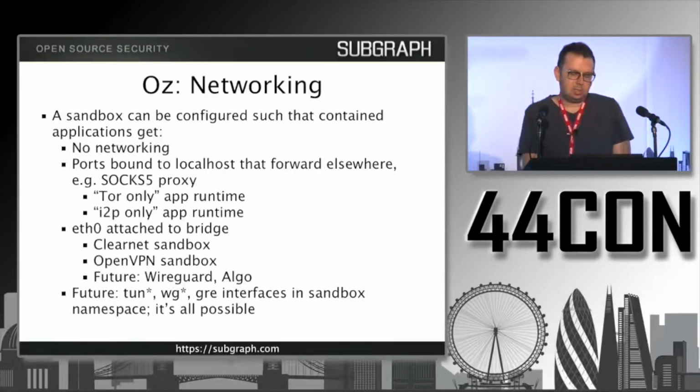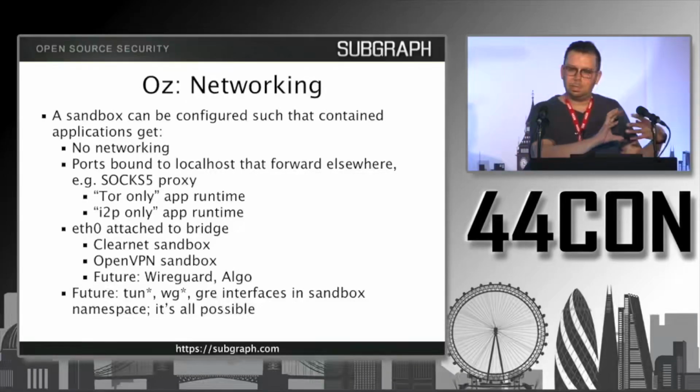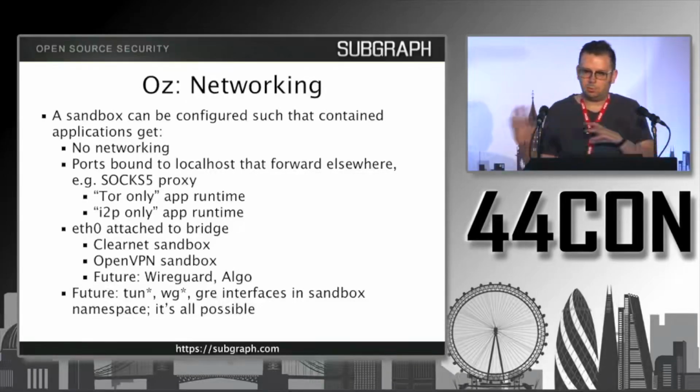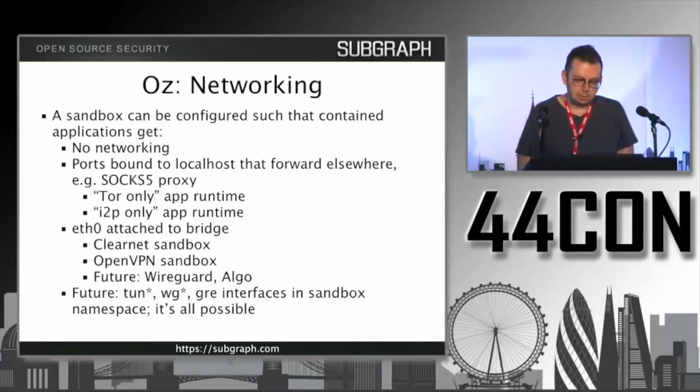We can create a virtual eth0 inside the sandbox and attach it to a bridge, and that's how we implement our ClearNet sandbox. And we can do the same thing with OpenVPN and WireGuard. In the future, we will probably optionally put TUN and WireGuard devices right in the sandbox, because you can set the namespace for those kinds of devices, and they will remember their previous connections, which were made in the outside namespace, which creates kind of a wormhole. It's a neat feature that exists for those two devices. We could, I don't know, do GRE inside the sandbox. We could do a lot of things.